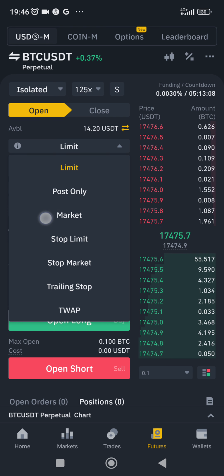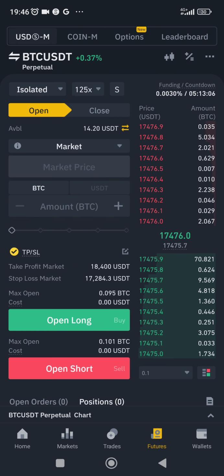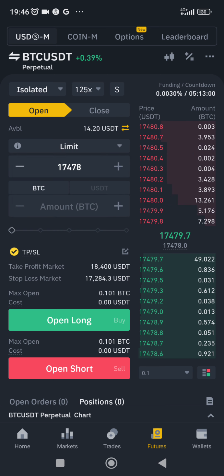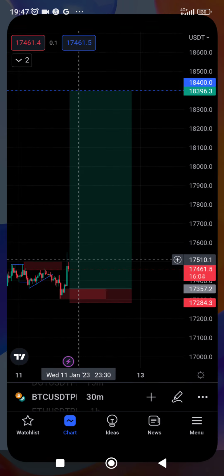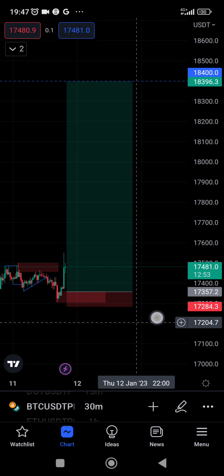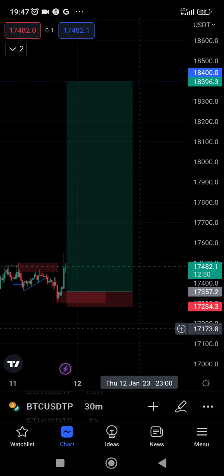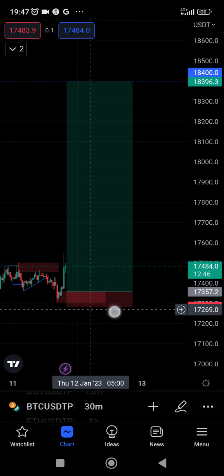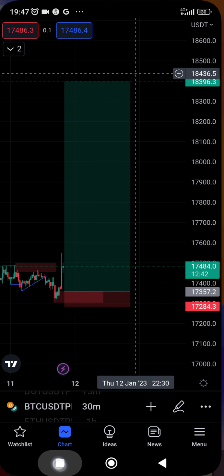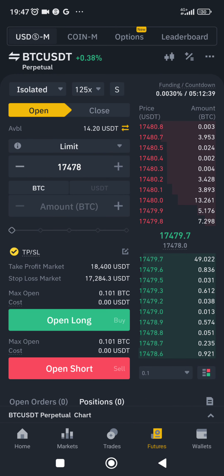Now, if you're using market, that means you want to buy at the exact price, any price available. That's what you want to buy or sell from. But if that's not what you want to do, you can pick limit. Like from our setup now, the current price is around 17,480, but we want to buy at 17,300. Okay, 357, that's what I want to buy from. So that means this is going to be a limit order. It's going to be a limit buy, okay? So choose the limit. Then we'll put the amount of BTC.